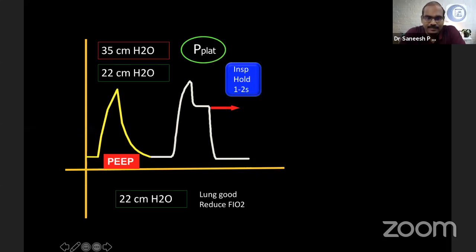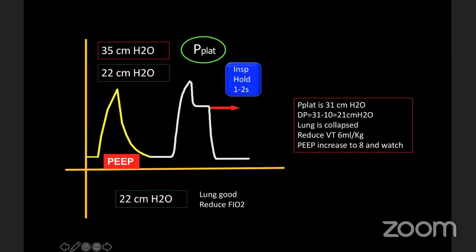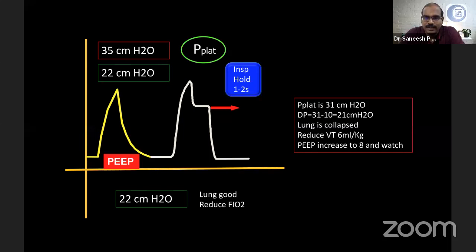With a PEEP of 10, sorry. Then his problem is at the lung level. Then it is the compliance problem, sir. Yeah, so we have to look at something has gone wrong with the lung per se. So we are not happy with the compliance part of it. So driving pressure requirement is high. So we have to reduce the tidal volume.